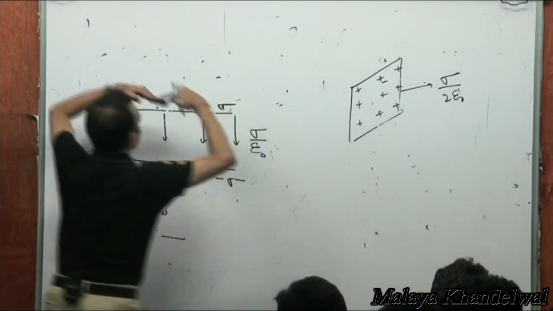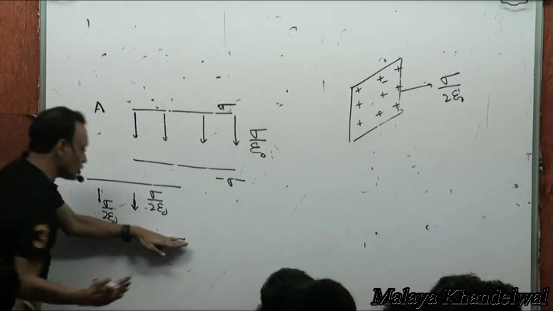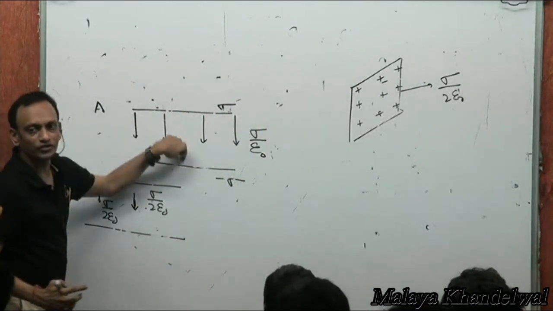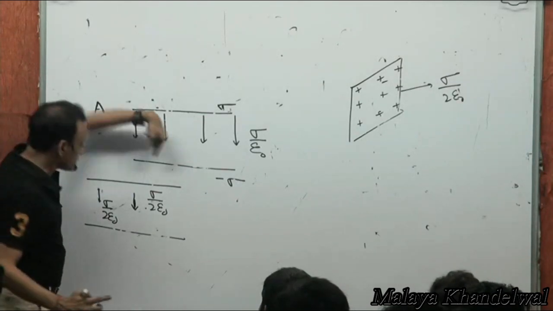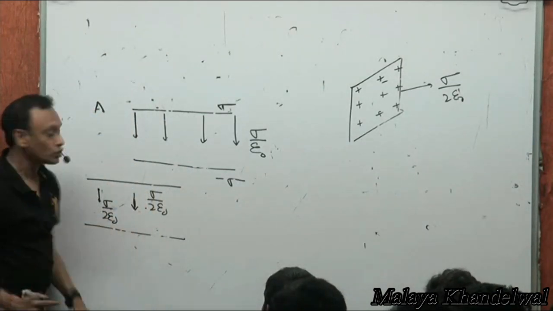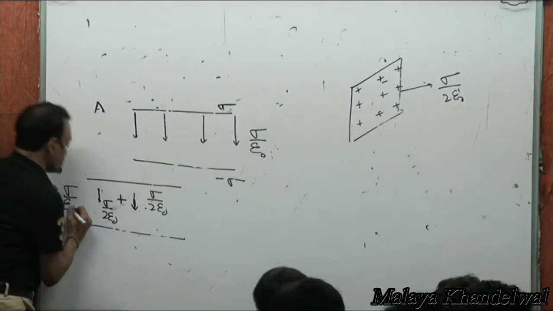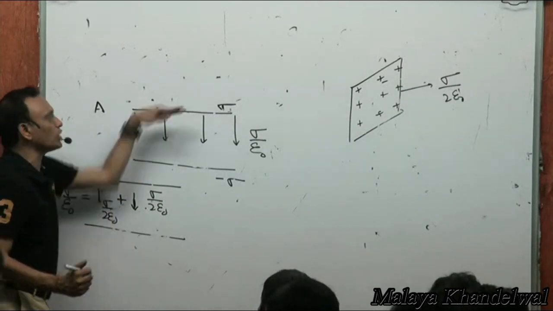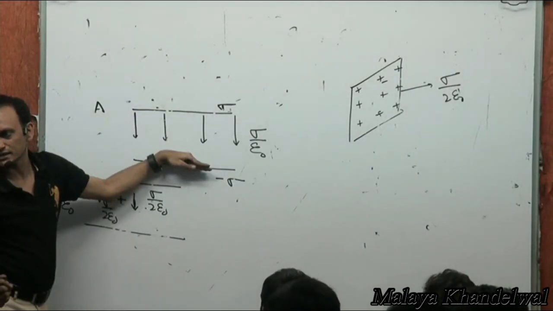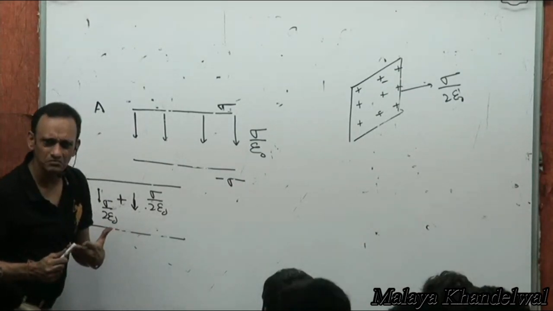This is like an infinite sheet of charge. The field that it's going to produce is sigma by 2 epsilon naught. This is also like an infinite sheet of charge. The field that it produces is minus sigma by 2 epsilon naught in this direction, which is like sigma by 2 epsilon naught in this direction. So the total field, which is sigma by epsilon naught, is constituted equally by sigma by 2 epsilon naught and sigma by 2 epsilon naught from the two plates of the capacitor. That is what transpires. Are you there with me on this?